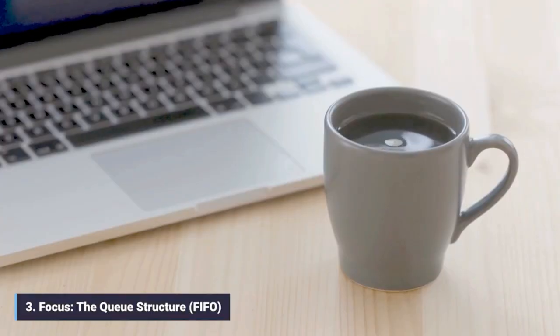3. Focus. The queue structure, FIFO. Our main focus will be the classic queue data structure, which operates on the principle of FIFO, first in, first out. This means the first element added to the queue is always the first one to be removed. Think of a real-life queue at a checkout counter. The person who arrived first is the first person to be served. This strict ordering is critical for tasks like task scheduling and buffering.